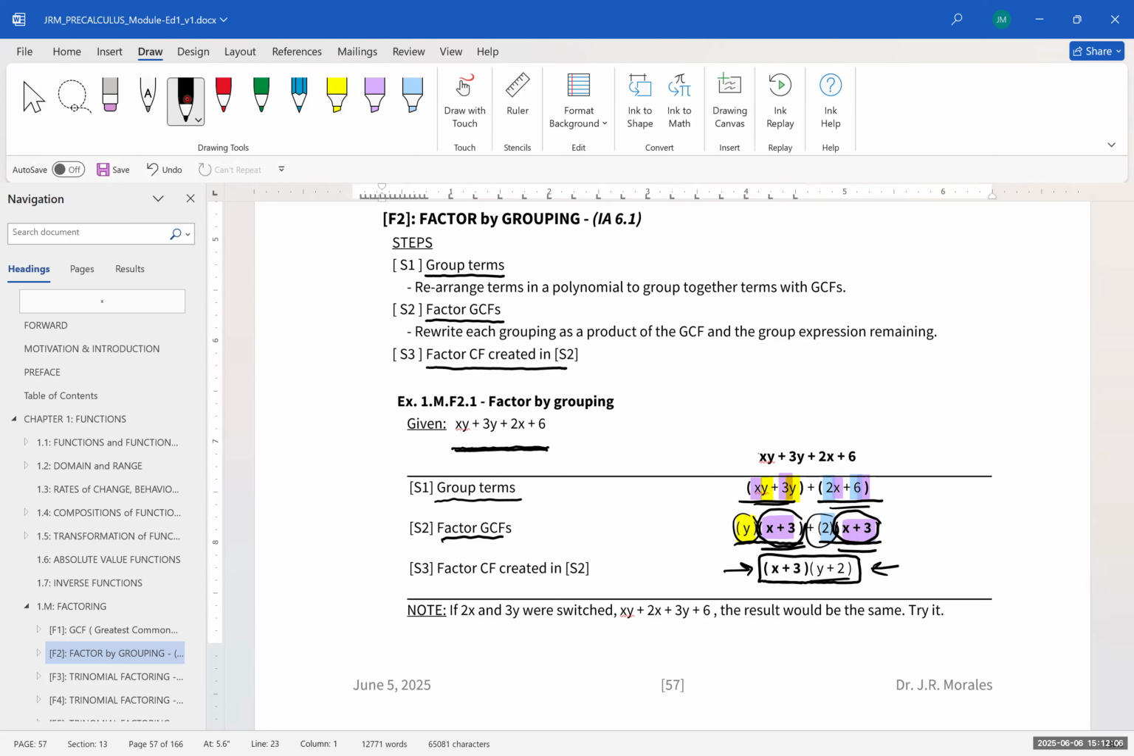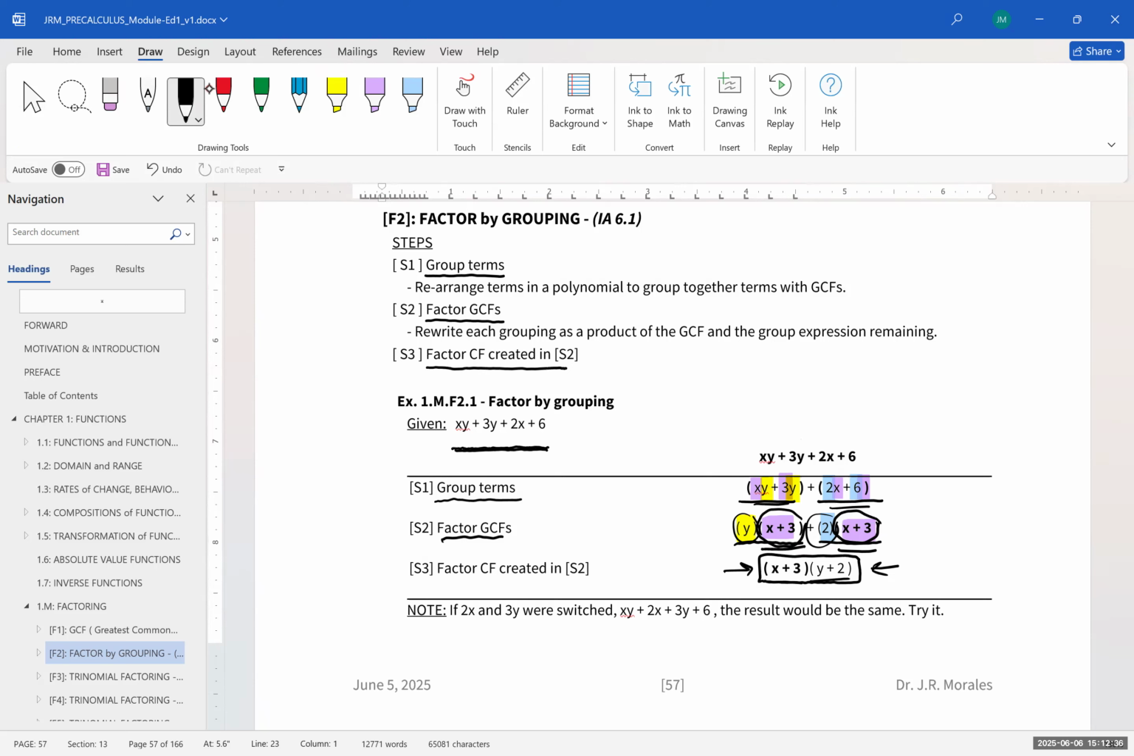Now, in this case, we just took this expression as it was written, and we put grouping symbols around the first and second and the third and fourth, like that. But sometimes it may not work out so nicely that way. You may have to rearrange a few of the terms and then group them after you've rearranged them, and try it that way.